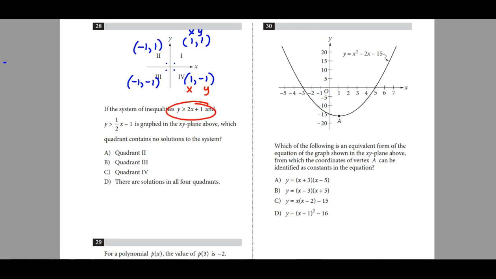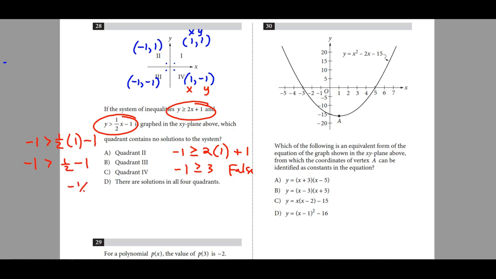So for instance, if I try this one, is it true that 1 is greater than or equal to 2 times 1 plus 1? Well, is it true that 1 is greater than 3? No, that's false. So it was a no for that one. And if I try it over here, is negative 1 greater than 1/2 times 1 subtract 1? So is negative 1 greater than 1/2 take away 1? Well, that's a negative 1/2. And this is also a false statement.